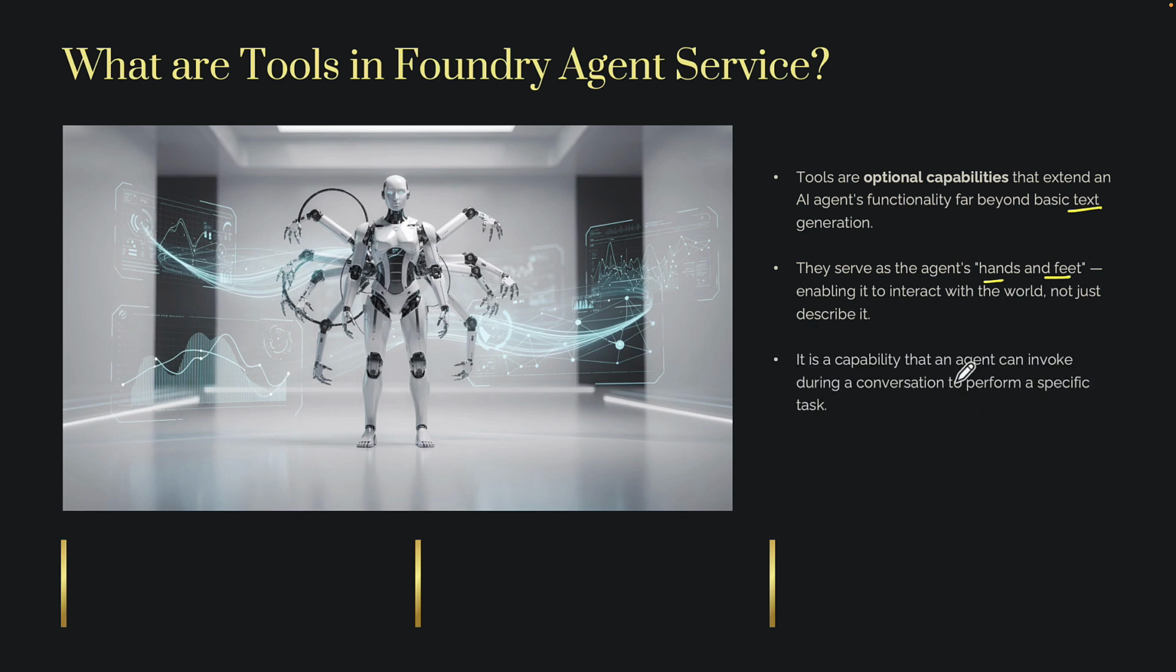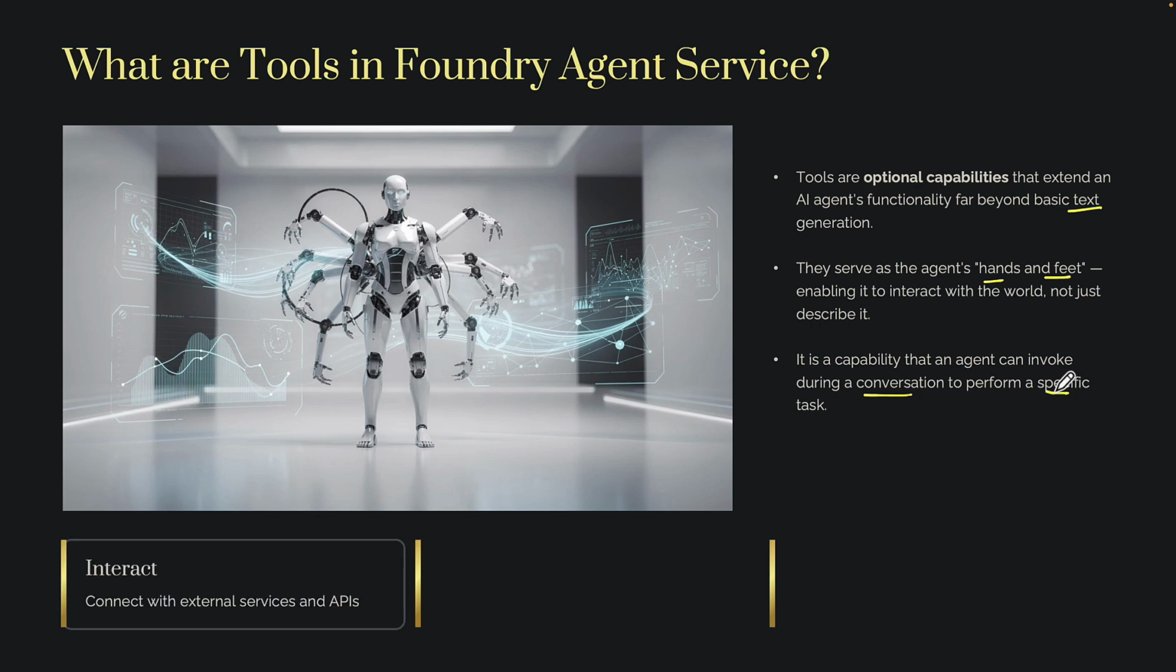So it is a capability that an agent can invoke during a conversation. Based on your conversation, let's say you are saying, fetch me this information, or get me the data. Based on the user prompt that you are giving, the agent is deciding which tool it can call, because an agent can talk to multiple tools. There will be a description of what each tool does. So it is that capability of the agent to invoke the tool during a conversation to perform a specific task.